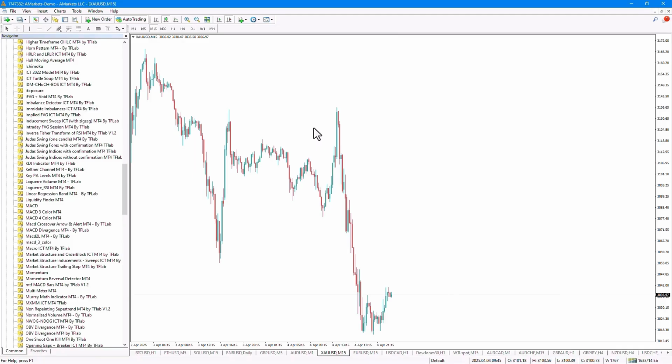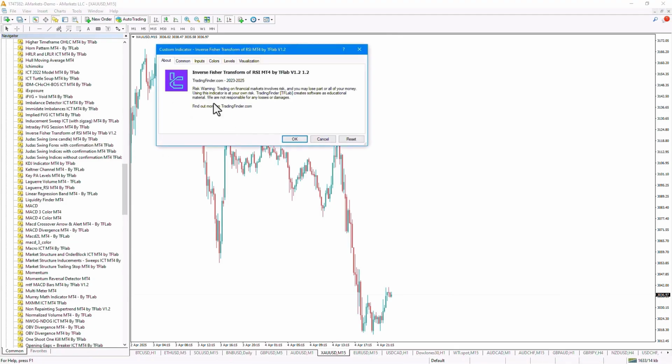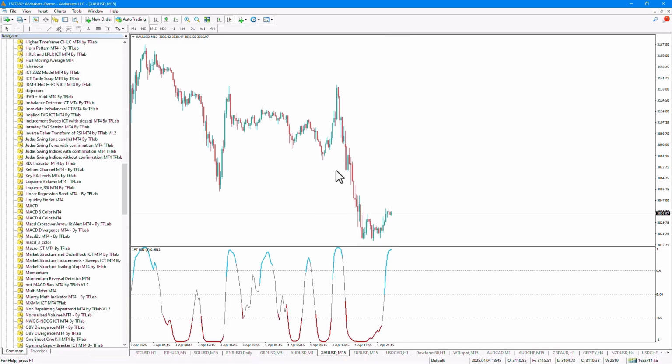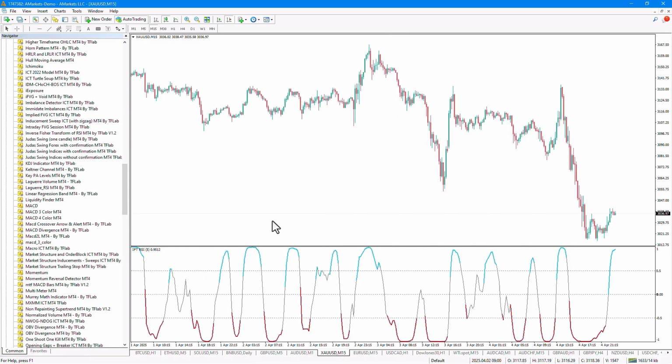We select the indicator file from the Navigator section and execute the indicator by dragging the file onto the chart. Once the indicator is placed on the chart, an oscillator window is displayed at the bottom of the chart.